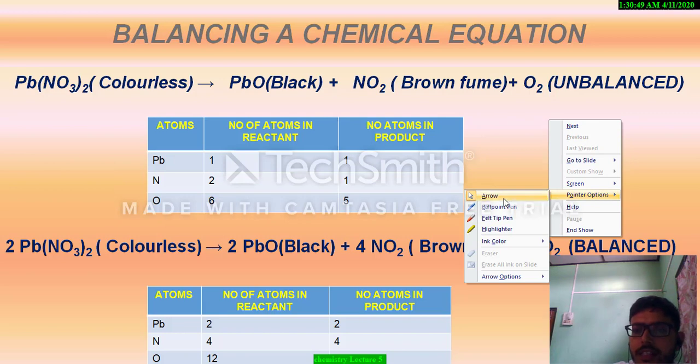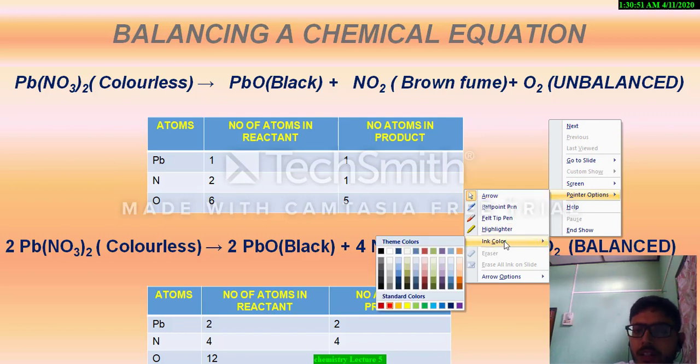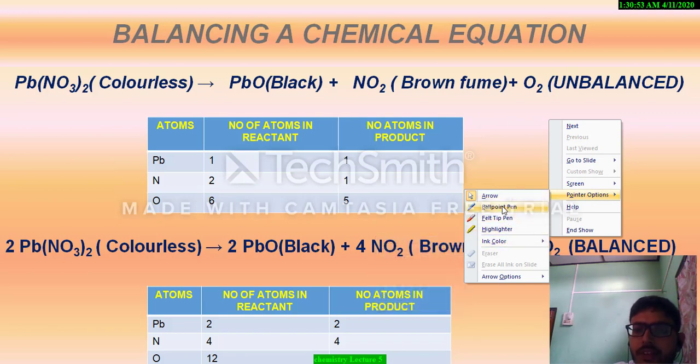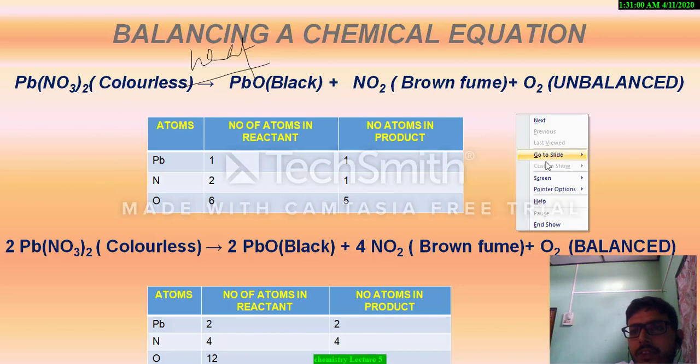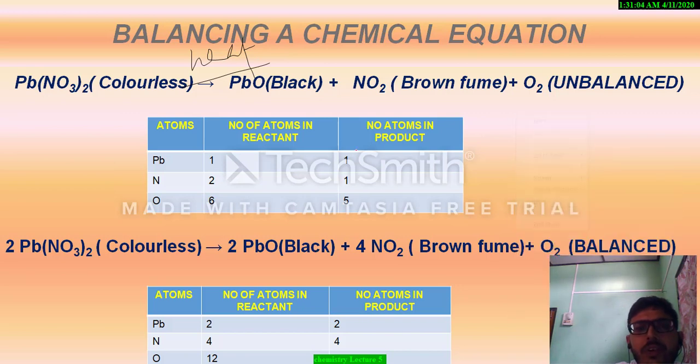The example is about lead nitrate, which is colorless when it is heated. So to get this reaction you must heat it. When you heat it, it will give you a black substance which is lead oxide. Then you will get nitrogen dioxide, which is brown in color, and you will get oxygen.